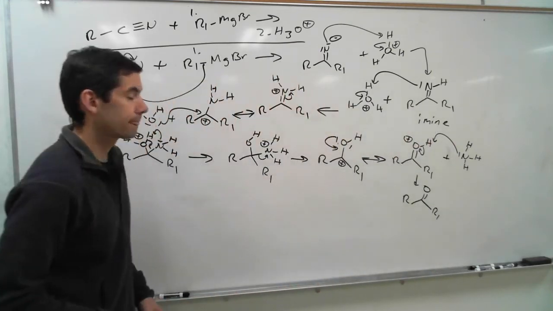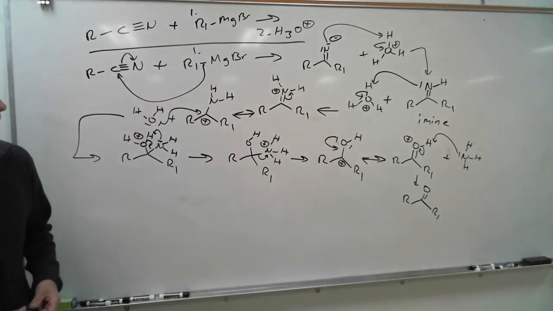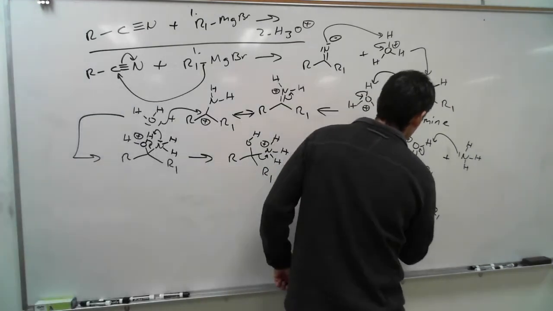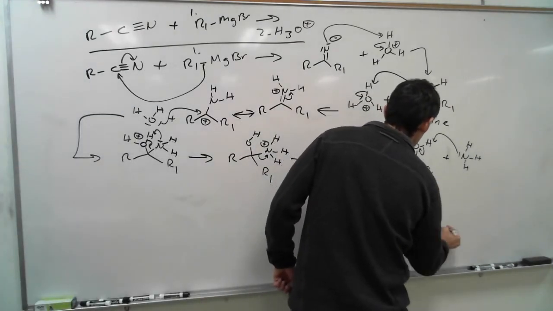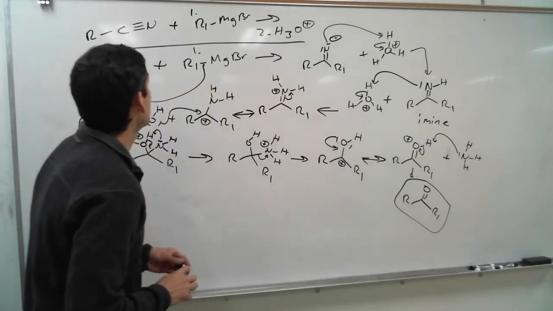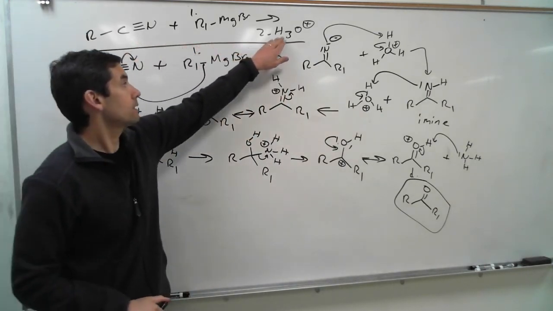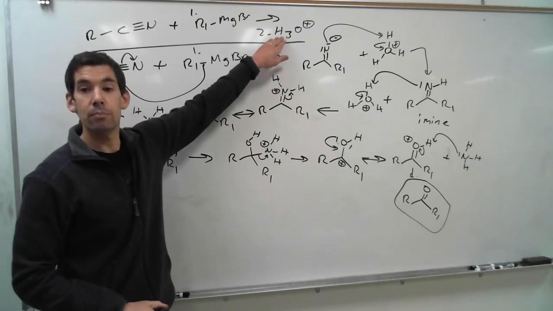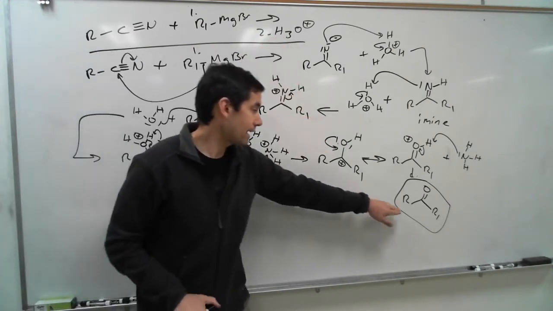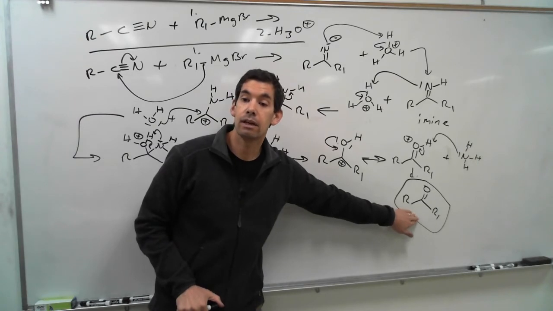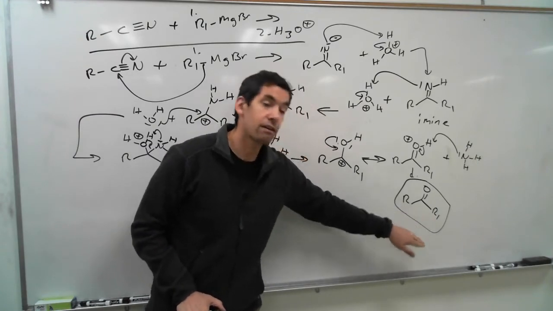So look at that. We've made our ketone. All right. So I can take my nitrile, react in my Grignard reagent. Second step is addition of H3O+. We're going to end up generating a ketone. There's our R group that we put on from our Grignard, right?